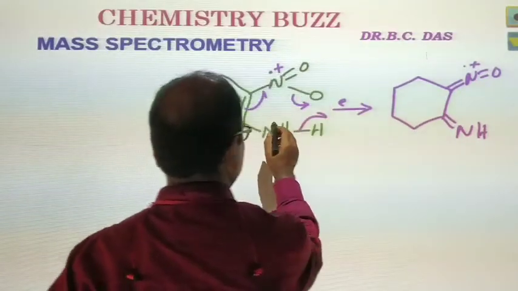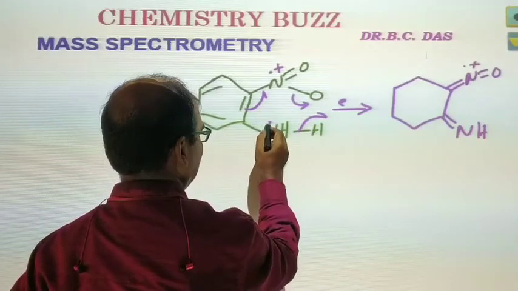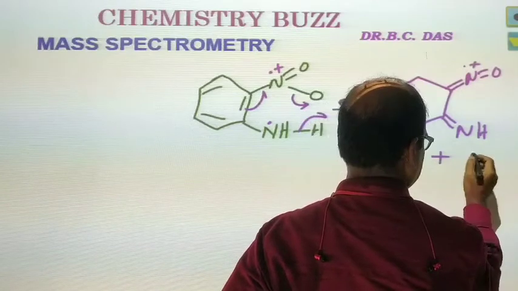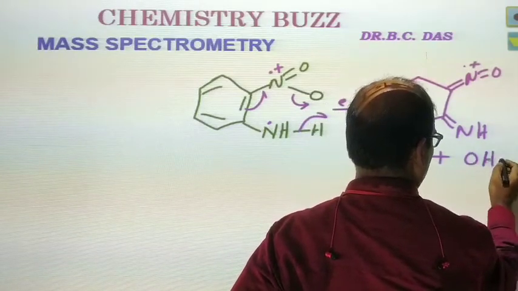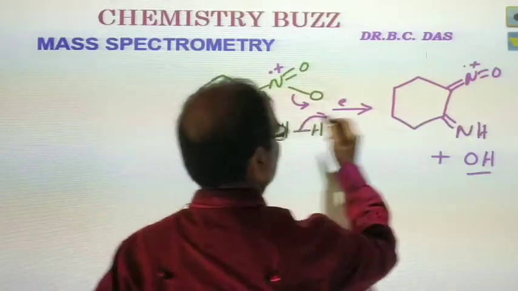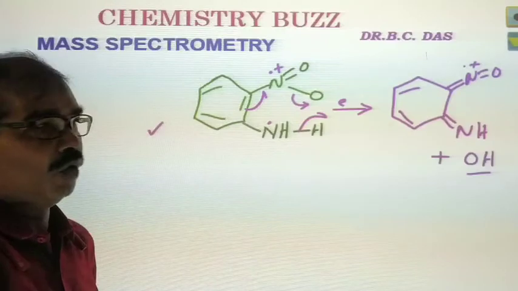Okay, so a single electron here, polarizing. So this electron and this electron form a double bond, and the radical is removed, that is OH. So this compound exhibits the ortho effect.